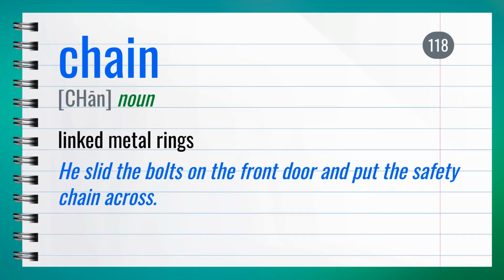Chain. Chain means linked metal rings. For example, he slid the bolts on the front door and put the safety chain across.